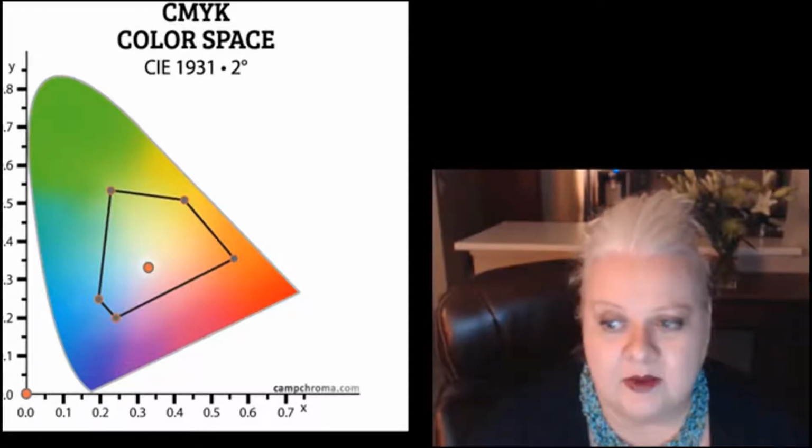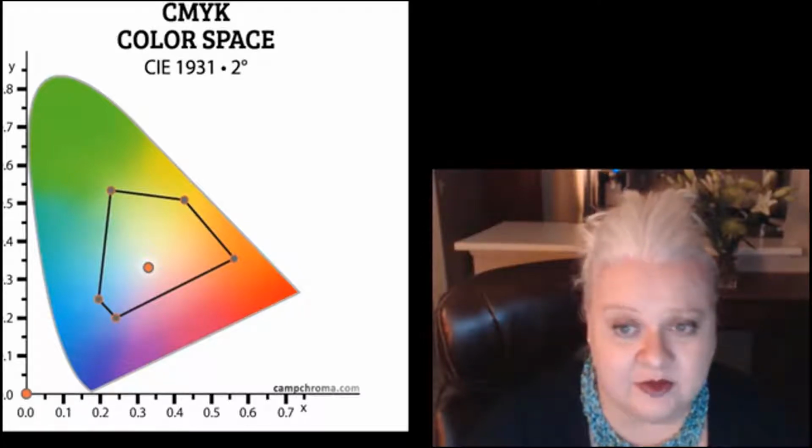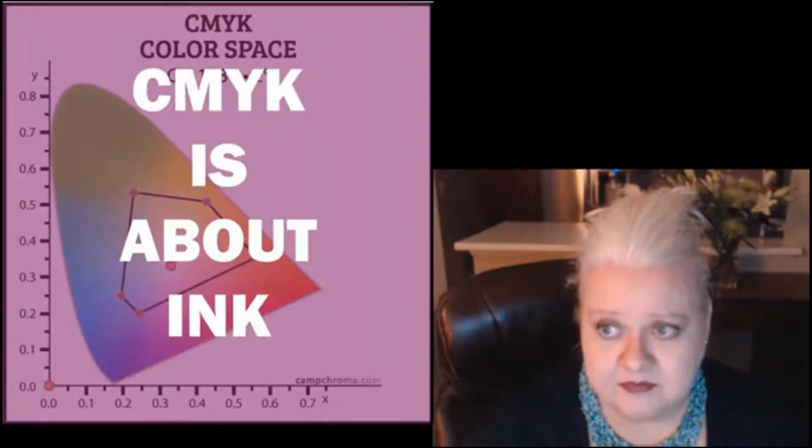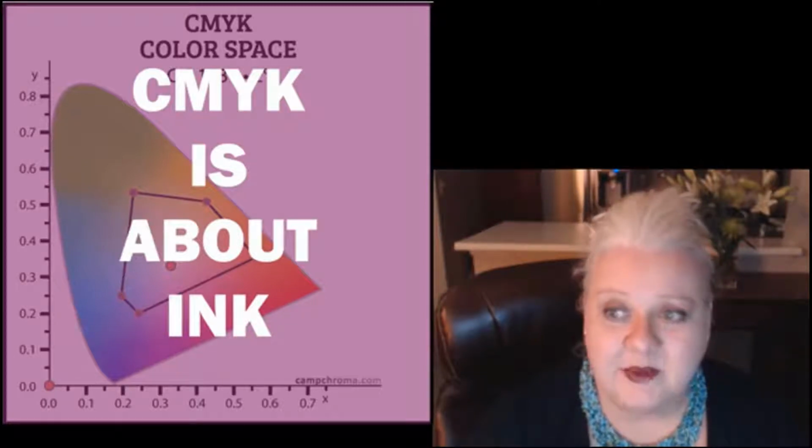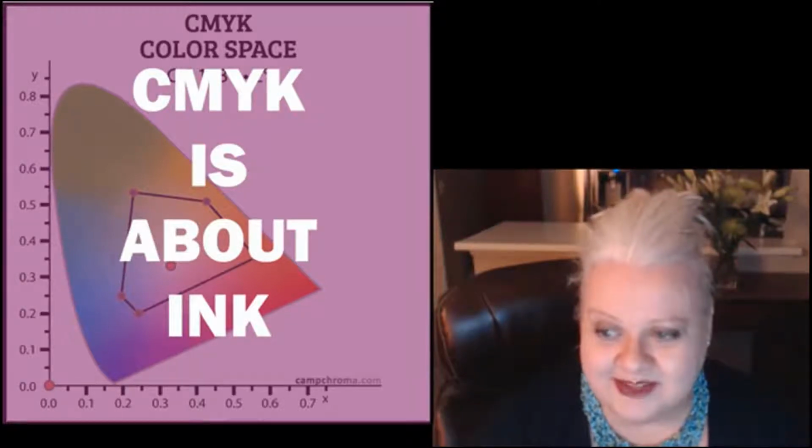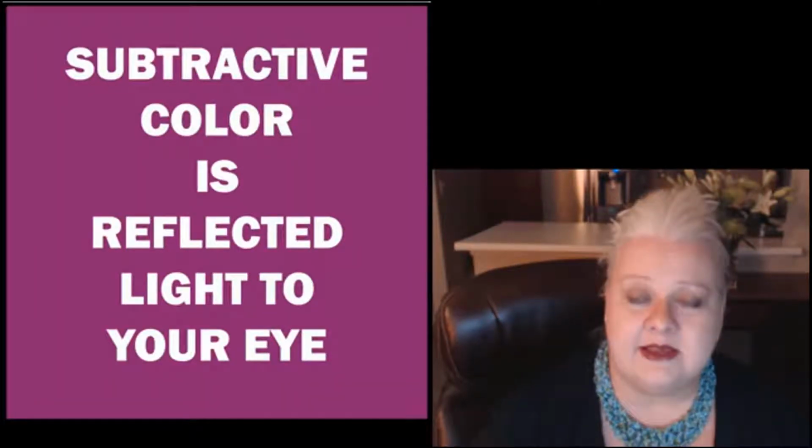So when we are talking about those illuminated lights, the red, green, and blue lights mixing to make color in the additive color space, like in your device, the other color space, like I said, I forgot that slide, sorry. CMYK is about ink, so let's move on to the next slide. So the other color space is subtractive color.